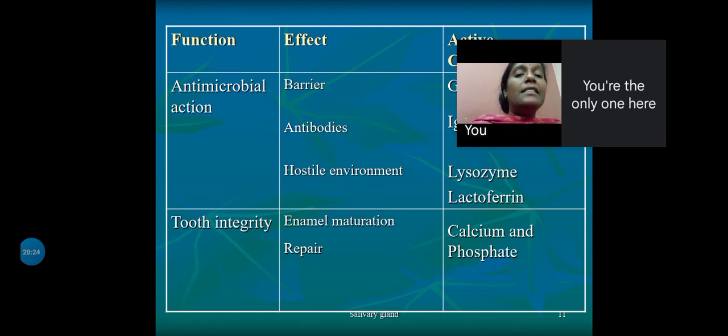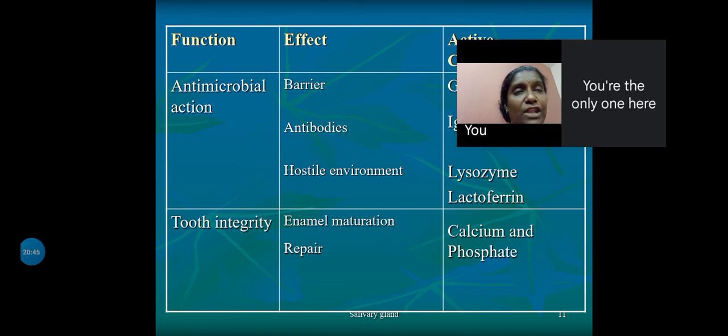The last one is maintenance of tooth integrity. Maintaining the integrity of the tooth. The tooth is an important component of the oral cavity. The contents of the oral cavity can be divided into hard tissues and soft tissues. In the hard tissue, we have the tooth that is exposed into the oral cavity.